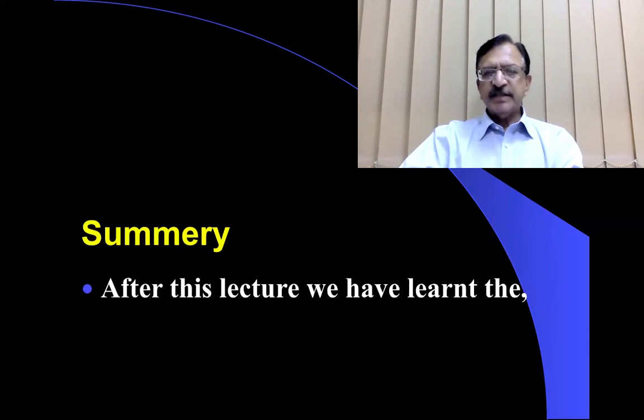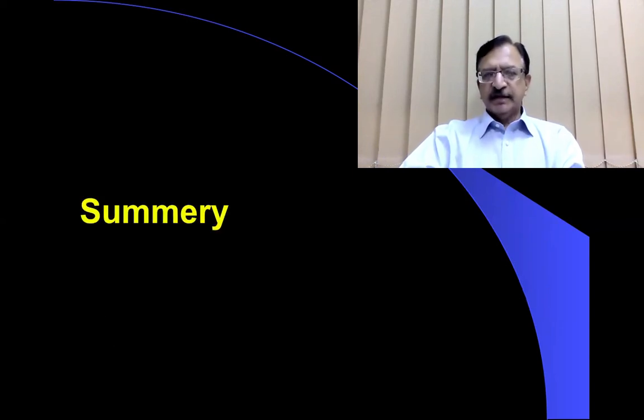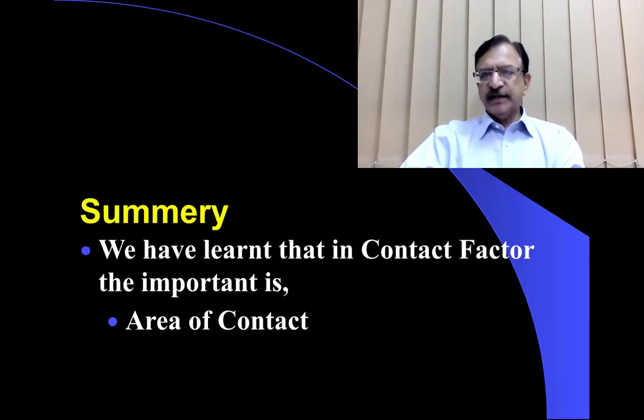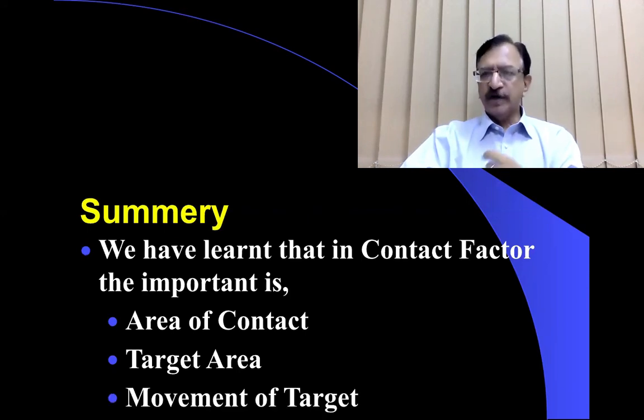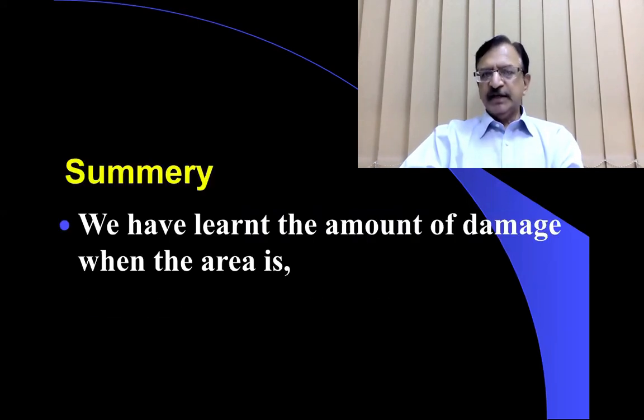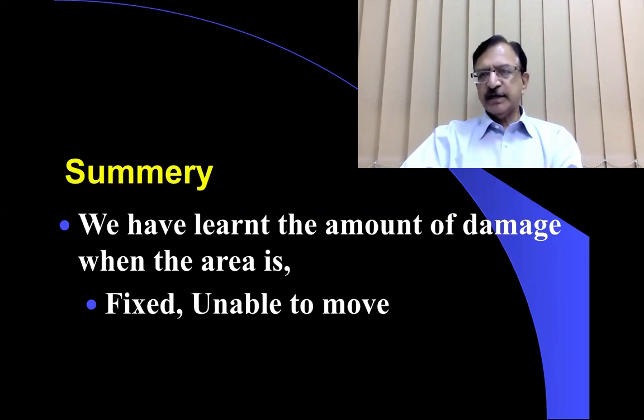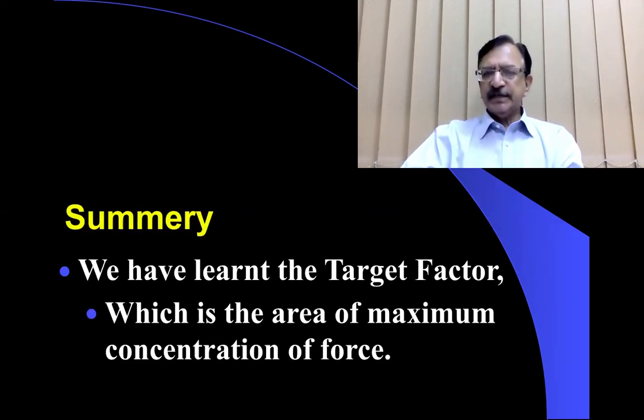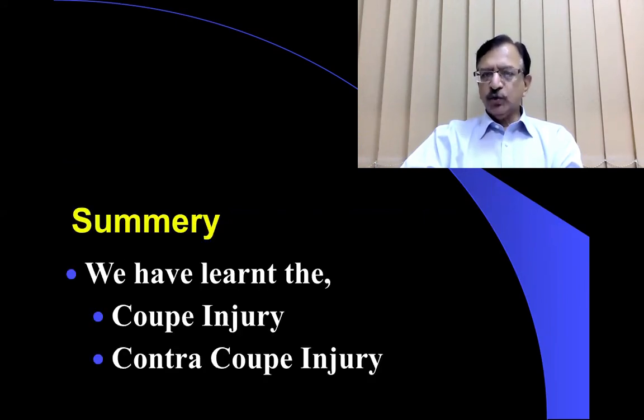So the summary of this lecture is that we have learned the role of the contact area, the tissue where the force is being struck. We have also learned that the area of contact is important, whether it is soft tissue or hard tissue, what the target area is, and what the role of movement of a target is. Then we have also learned what amount of damage will occur when the body is fixed, unable to move, and when it is free to move. We have also learned the point of maximum concentration of the force in coup and contra coup injury.